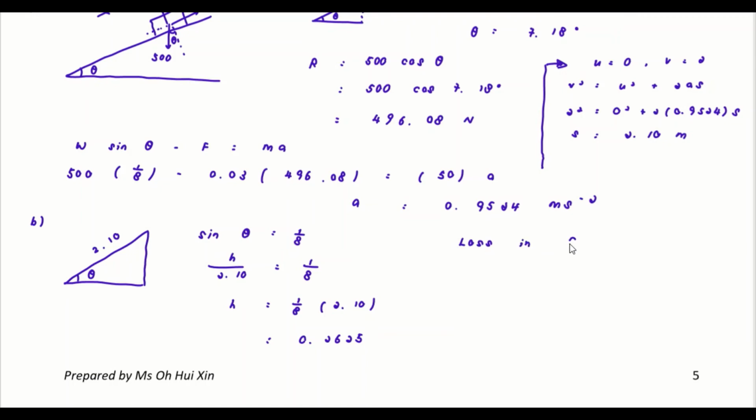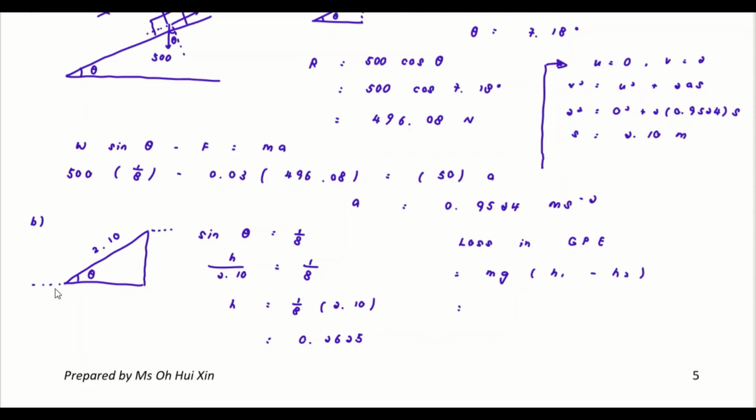The question is to find the loss in the GPE. Since we want to find the loss, we use the initial minus the final, which is mg times h1 minus h2. Let's take the initial as this part, and after that, this is our final. So this is our base level, which means this is 0 and this is going to be negative 0.2625.